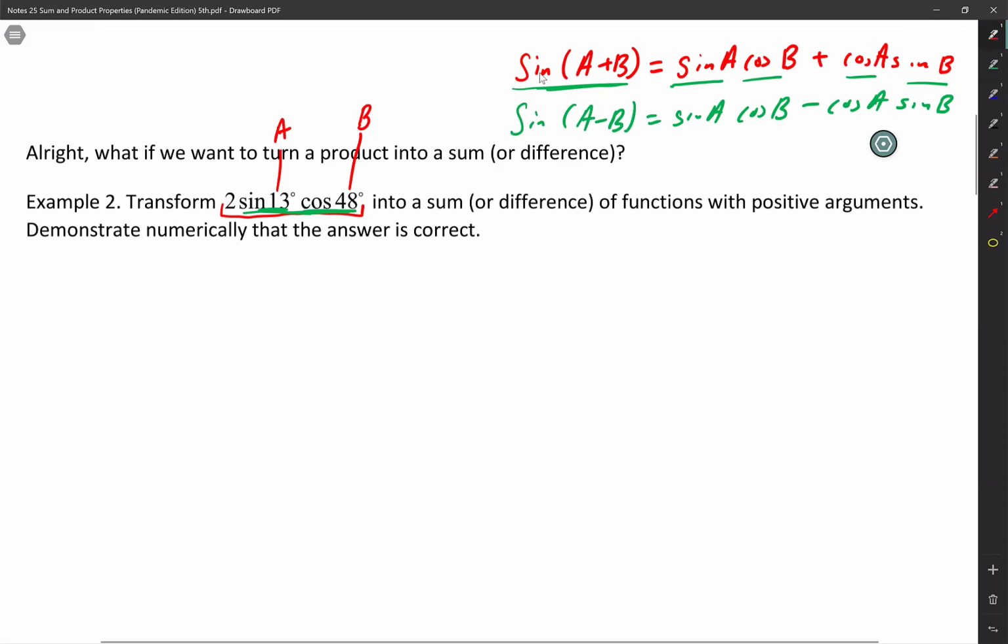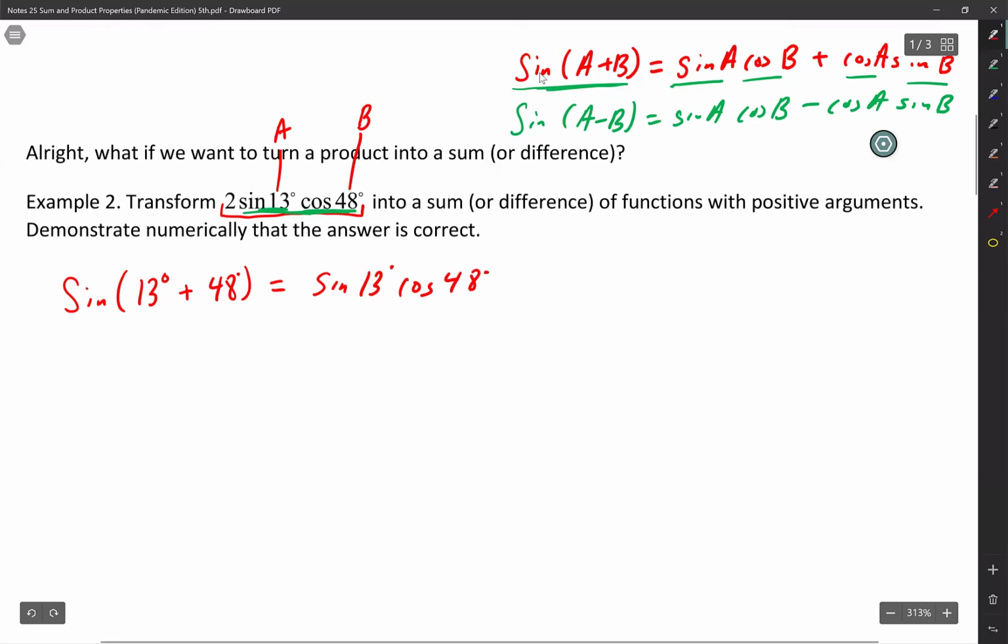Chavez, I'm totally lost. Okay. Do we agree that the 13 is an A and the 48 is a B? Okay, here's all you're doing, guys. Sine, 13 degrees plus 48 degrees. That 13 is like an A, the 48 is like a B, and you're just going to expand it. Sine 13 cosine 48 plus cosine 13 sine 48. So do that.